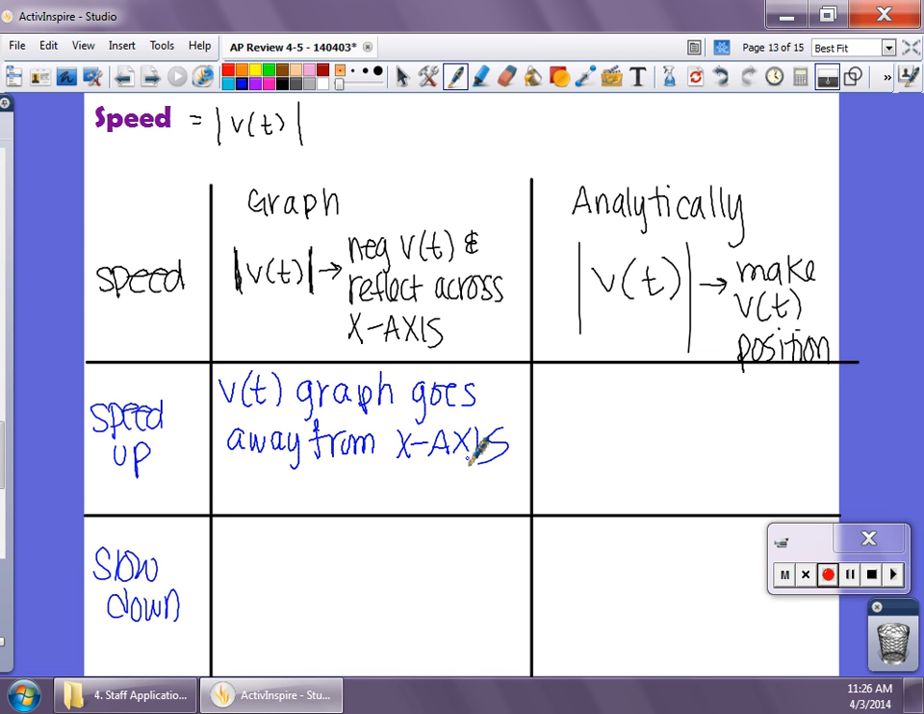When your velocity graph goes away from the x-axis, you are speeding up. The negatives are the ones that people get confused about. But if I'm at a velocity of -3, then how much is my speed? And then I move to a velocity of -6. Now my speed is 6. So it did get bigger, even though I'm making it more negative, which is actually a smaller value. So this is the way to kind of avoid that. And then the v of t graph goes towards.